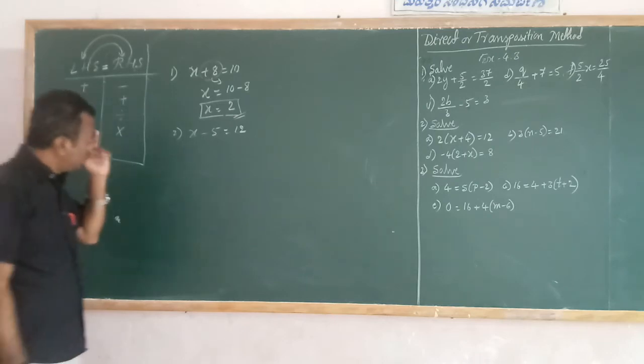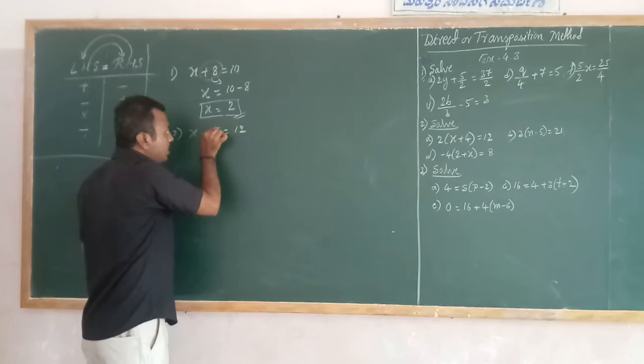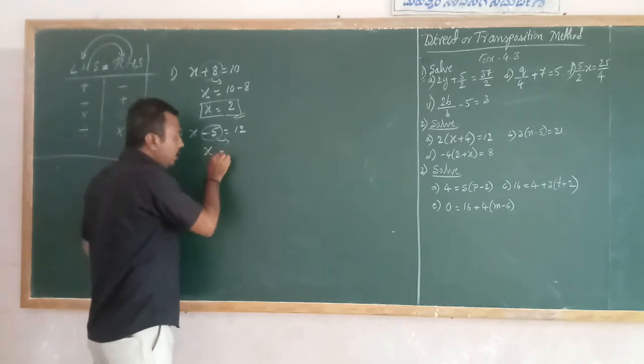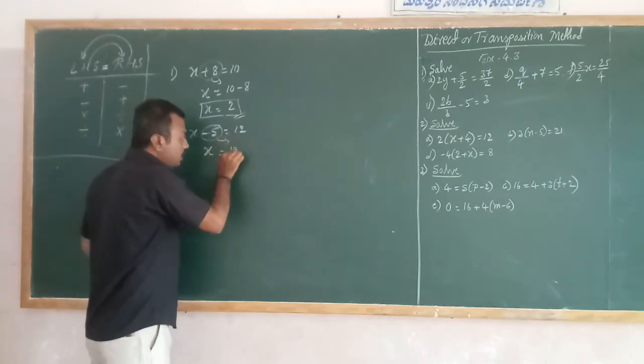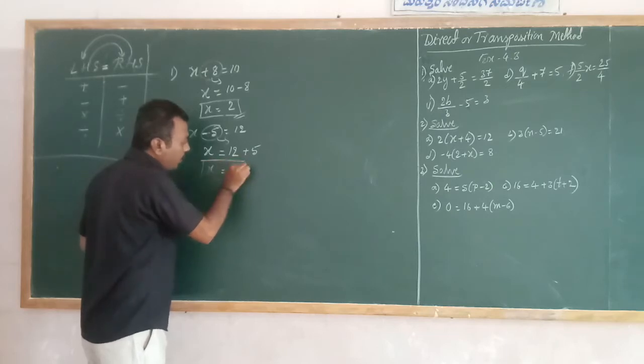See students, here also we have to keep the x in the LHS side and minus 5 is there. So 5 having a negative sign, so minus 5 has to be sent to the RHS. So what does it become? It is equal to 12 as it is shifted. Minus 5 becomes plus 5. Therefore x is equal to 12 plus 5, which becomes 17. The value of x is 17.